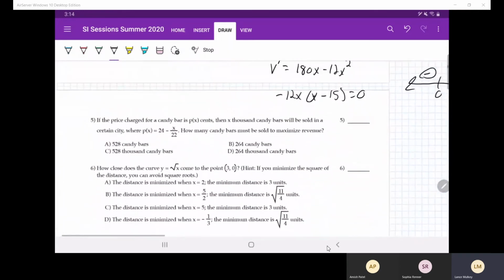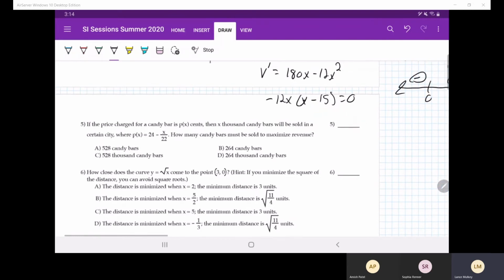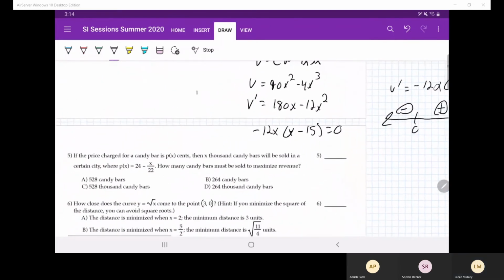So I'm going to keep going. This one I saw and it didn't make too much sense for me. The price charged per candy bar is P of X cents, where X is the thousands of candy bars to be sold in a certain city, where P of X equals 24 minus X squared. How many candy bars must be sold to maximize revenue? So P of X is revenue.